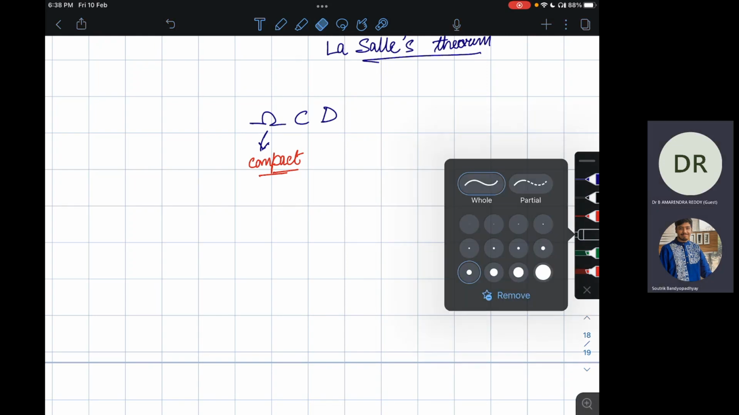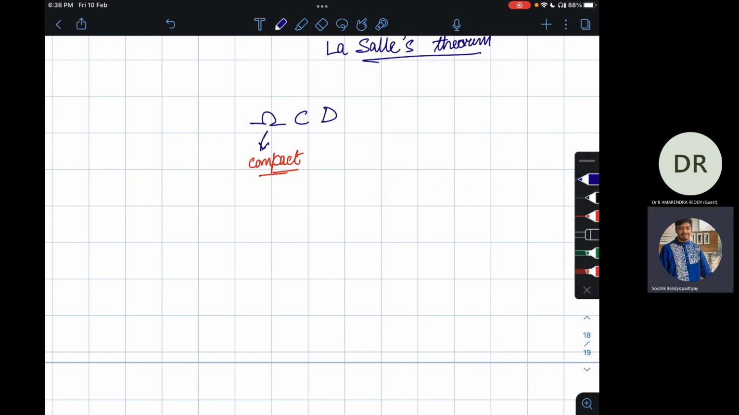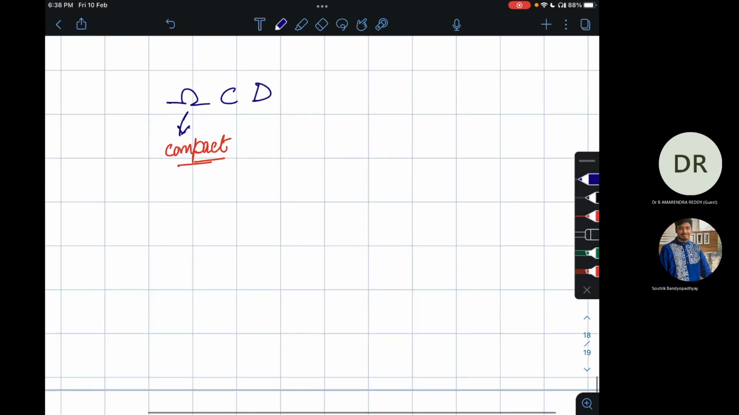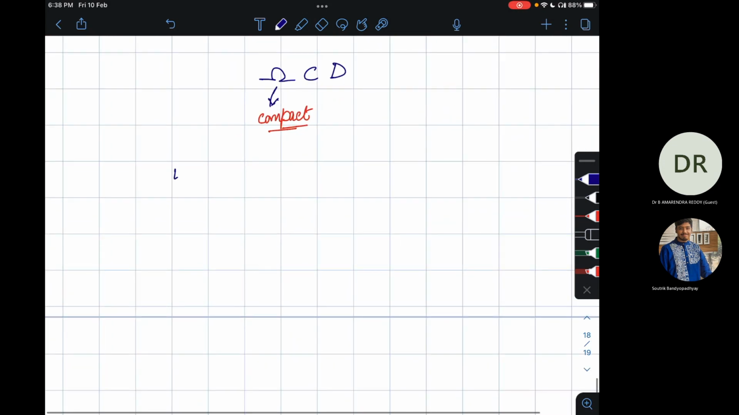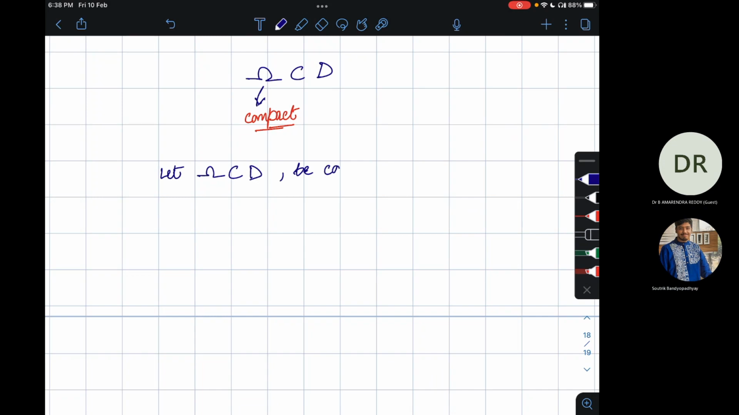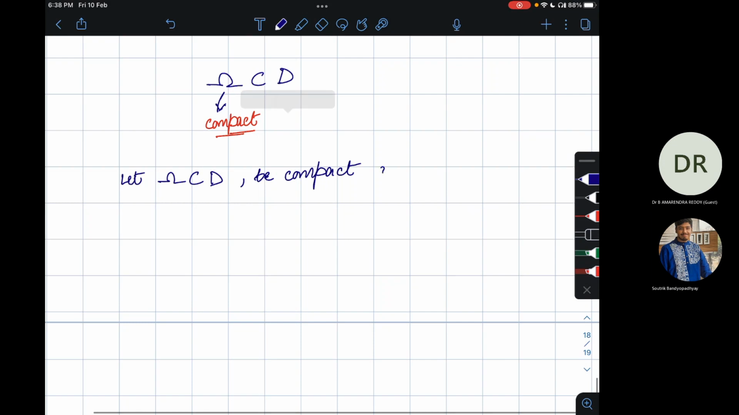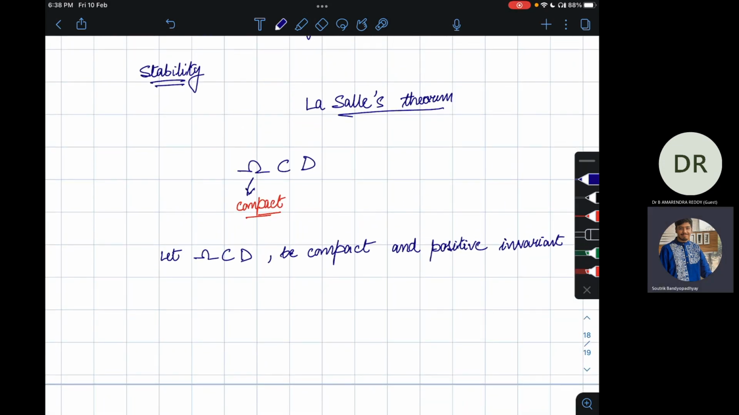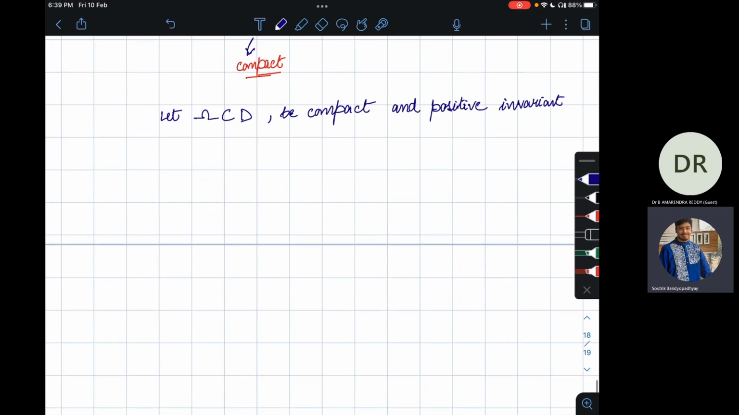Yes, sir. We actually use LaSalle's theorem in studying the stability or asymptotic stability of the origin in nonlinear systems. So LaSalle's theorem says that if there is a set omega which is a subset of D, if it is compact and positively invariant, where positive invariance means that if the trajectories of the state start within this omega, they stay in this omega. I will be drawing a picture a little moment from now, and this would clear everything.